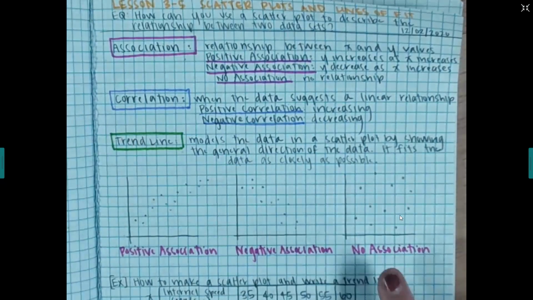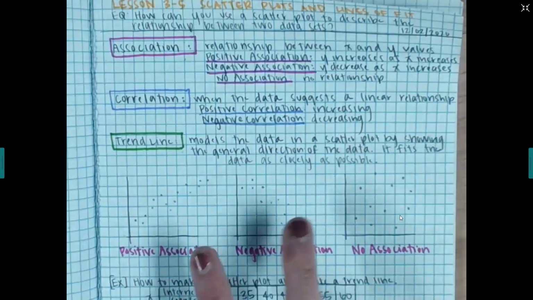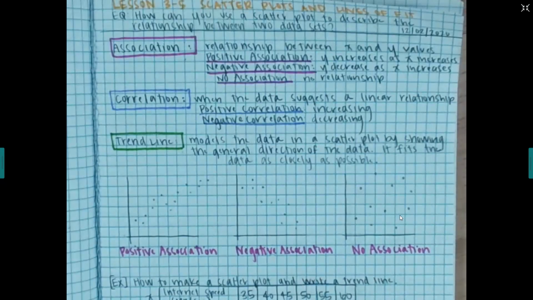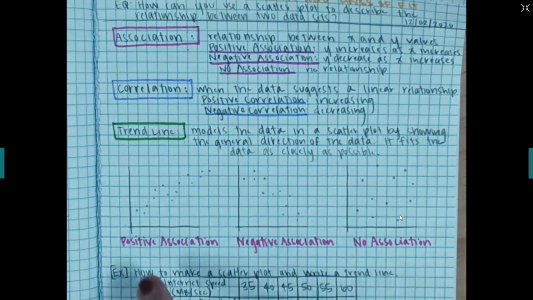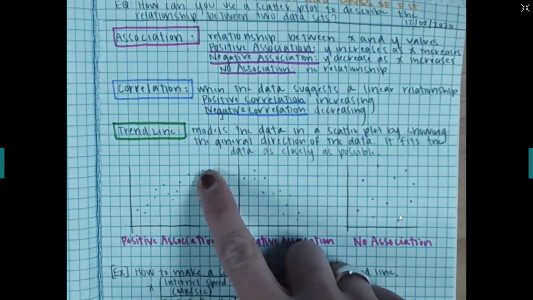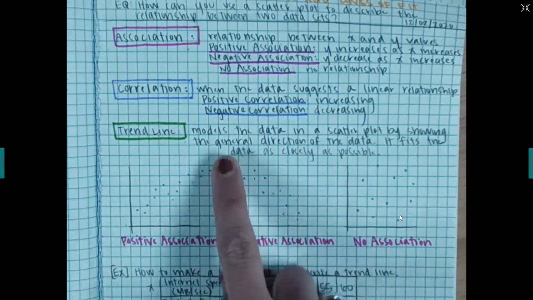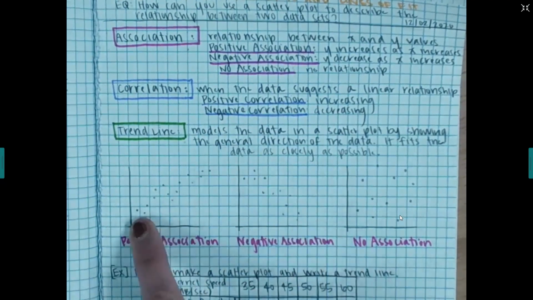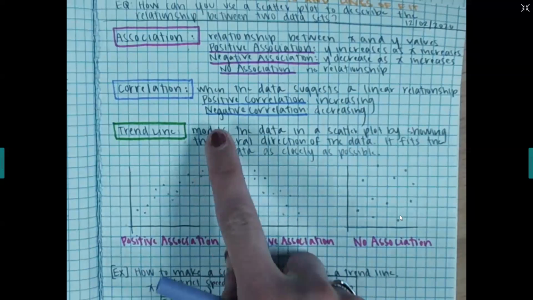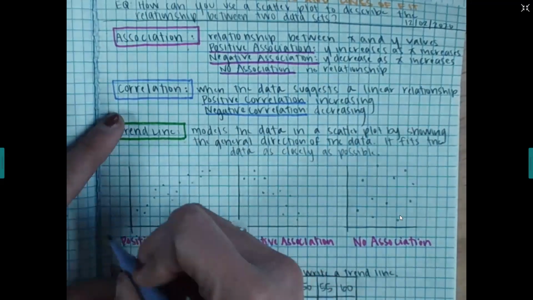Now, because there's no association on this one, we don't even need to talk about correlation, but these two have association. So now we need to decide, does that look linear? Does this look like it could be modeled by a straight line? Yeah, totally. Same with this one, but one of them is positive correlation and the other one is negative correlation.